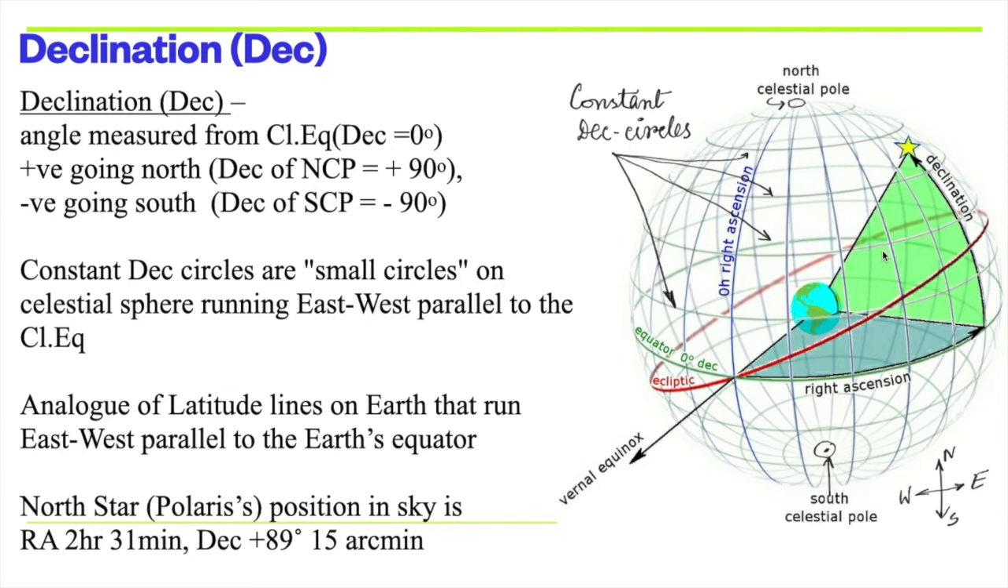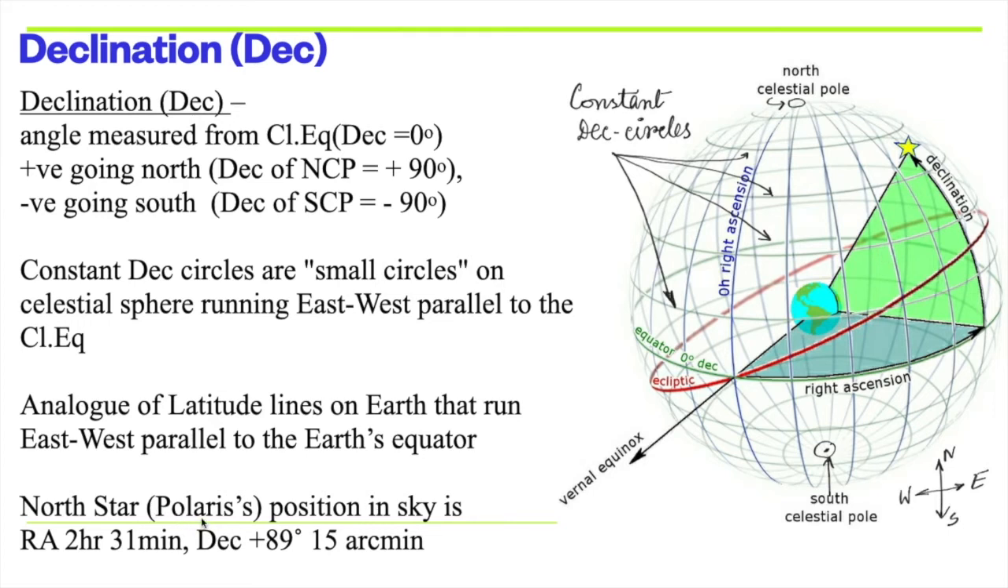If you extend Earth's north and south poles to the sky, they become the celestial north pole and celestial south pole. If you extend Earth's constant longitude lines, they become the constant right ascension lines in the celestial sphere, and if you extend Earth's constant latitude lines, they become constant declination lines on the celestial sphere.